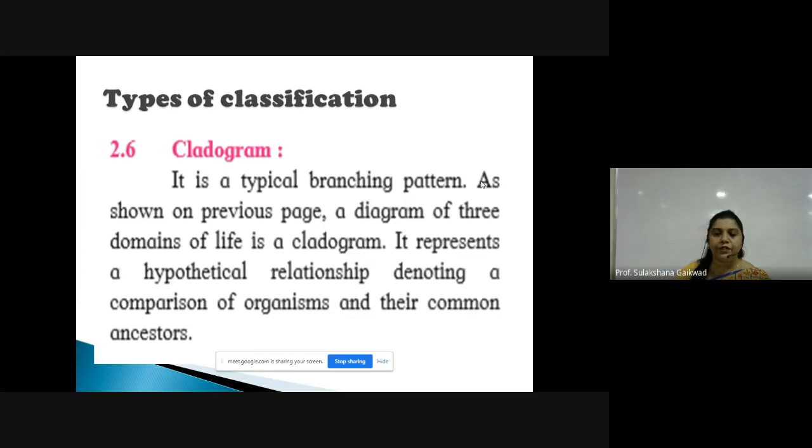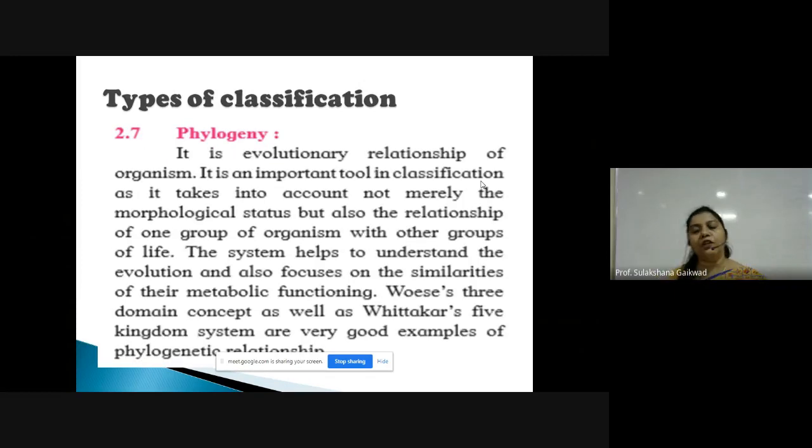Cladogram is one method which is used, using the tree. The next one is phylogeny. Phylogeny is the evolutionary relationship of organisms. Here we speak about evolution. From a primitive unicellular cell to a primitive multicellular or well-developed eukaryotic multicellular organism. Do you get the difference?